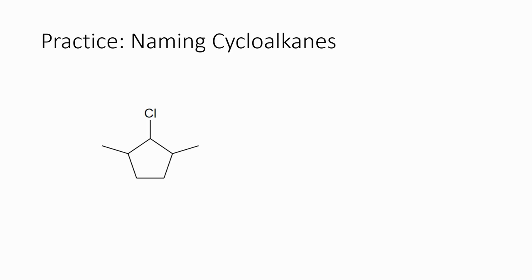All right, are you ready to try this one? Okay, so tell me what we need to do first. Count the ring. Okay, and how did you count the ring? I just started with 1, 2, 3. Okay, 1, 2, 3, and let me just keep going. So we have 5 carbons in our ring. So what is the parent for that? Good. Pentane.